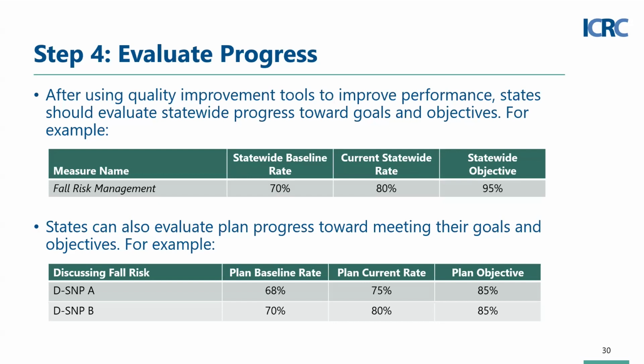Furthermore, states can evaluate plan progress towards meeting the state goals and objectives. Similar to statewide performance, the D-SNPs in this example at the bottom of the slide improve their performance compared to their baseline rates, with room to improve towards their plan level performance goals. Slide 31, please.